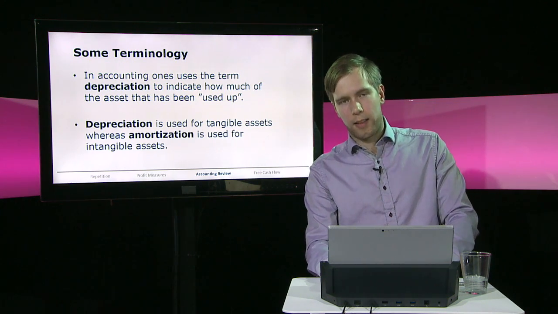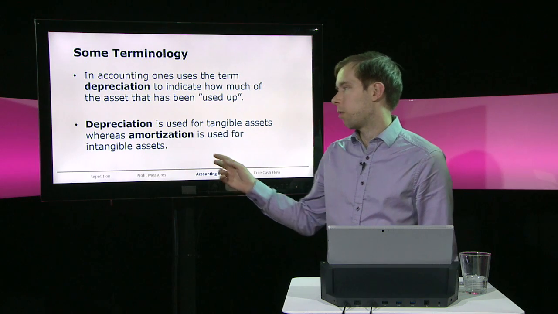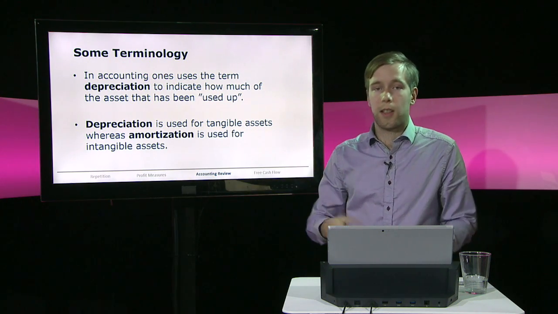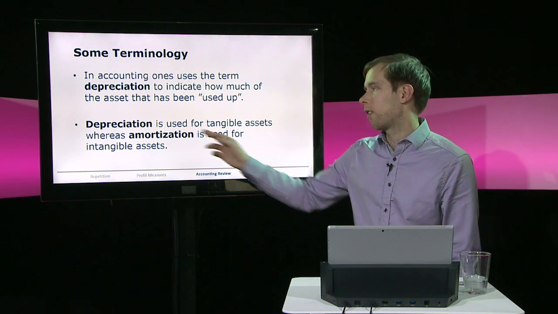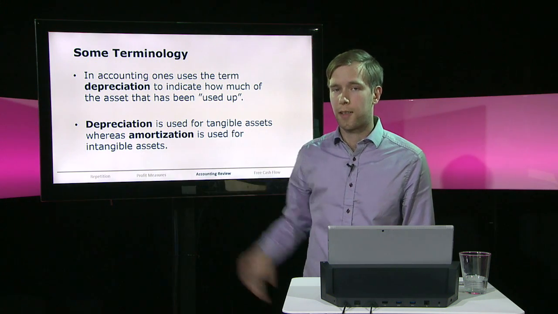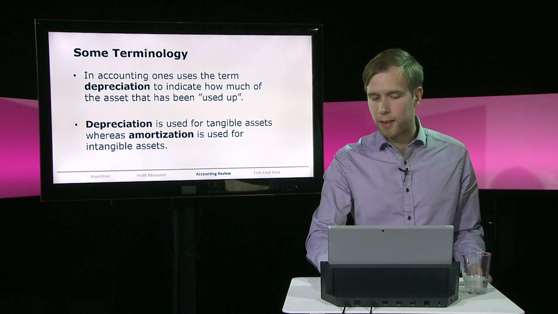And then we said that it was depreciation and amortization. They are basically the same thing. Depreciation and amortization both reflect a loss of value, but they are used for different kinds of assets. Depreciation is used for tangible assets and amortization is used for intangible assets. Maybe now you wonder what is a tangible asset and what's an intangible asset.